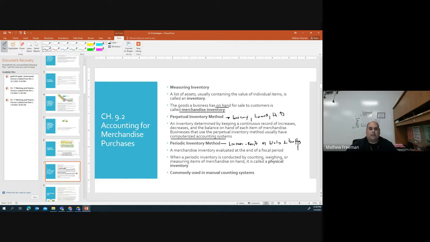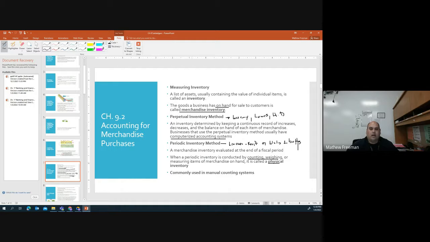Is a merchandise inventory evaluated at the end of the fiscal period. And periodic inventory is conducted by counting. Okay, this is why I say count. Why I say fruits and vegetables, because it's by counting and weighing or measuring the items of merchandise on hand. Is a physical inventory. So periodic is physical, and so it's there to go and make the adjustments.